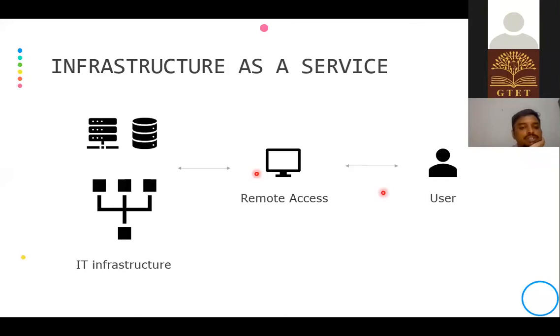In infrastructure as a service, the end user would most likely be a business, a big business. Big businesses will acquire the infrastructure needed to run their workloads for their business. Let's look at an example, right?